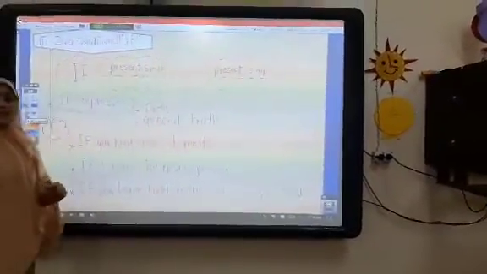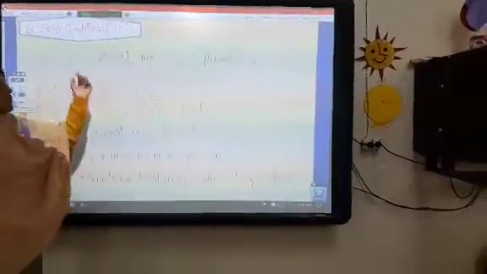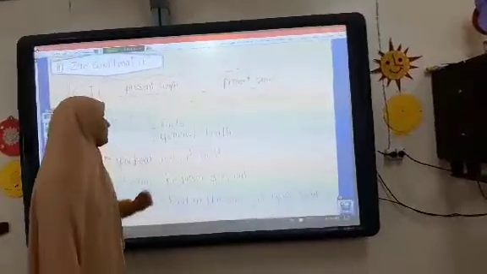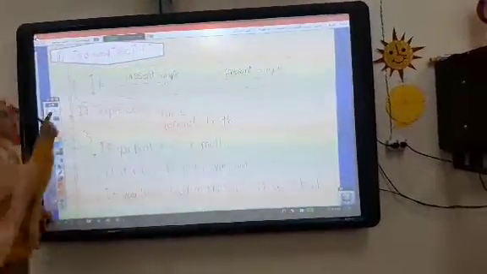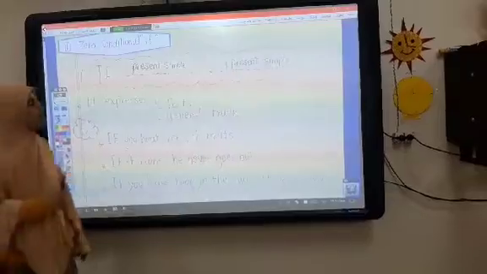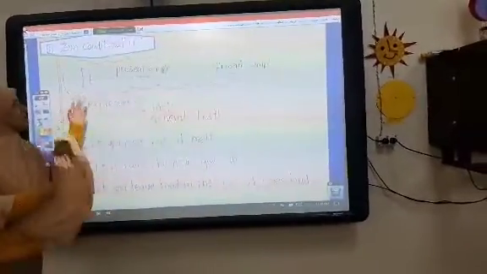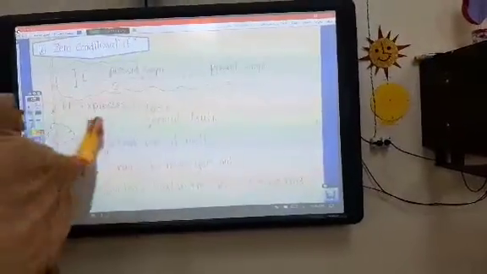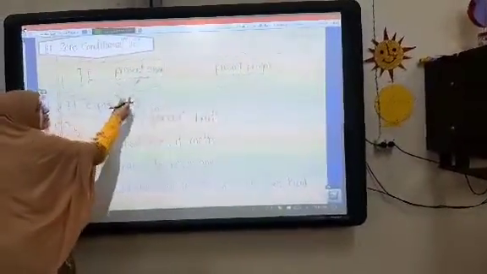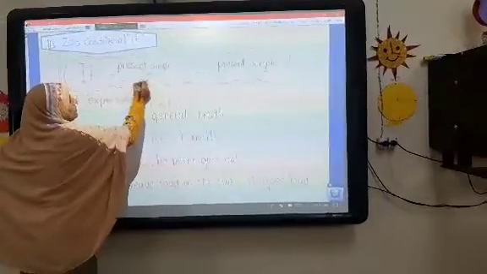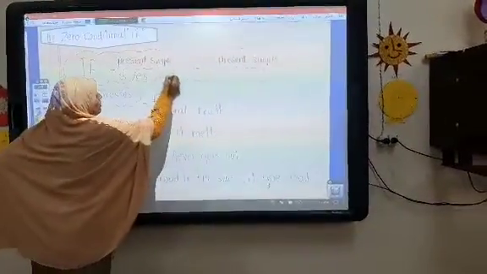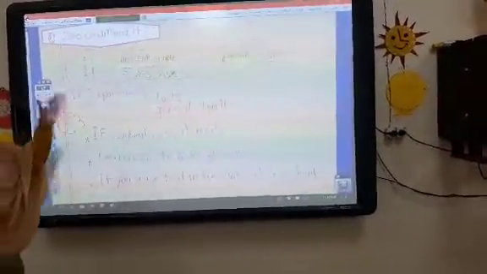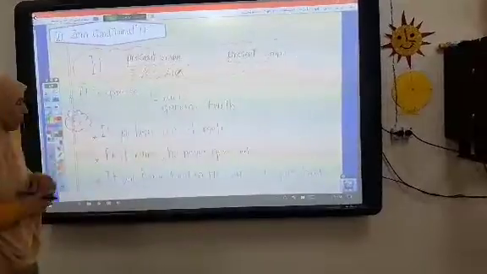If followed by two sentences. The first sentence will be in the present simple, and the second sentence will be in the present simple. When I ask you, what is the form of the present simple? If the subject is singular, we add s or es or ies to the verb. And if the subject is plural, we don't add anything. The verb will be in the infinitive form.